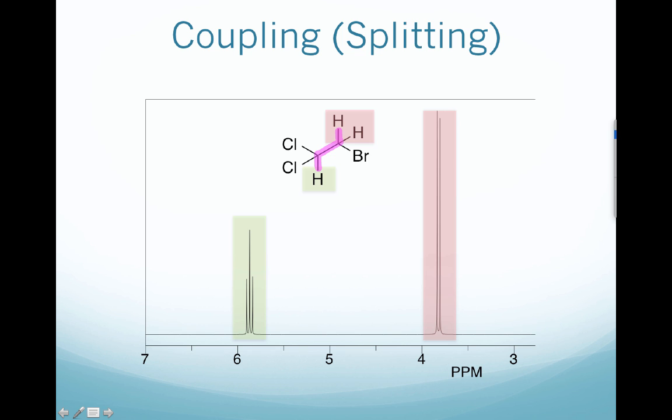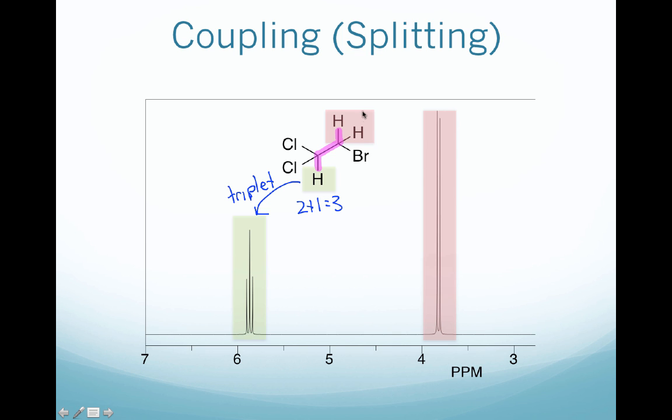So now, if we first look at this one highlighted in green, on this adjacent carbon there's 2 protons. 2 plus 1 is 3, and that gives us this triplet. You can see how the lines do have some symmetry. Our middle line is the tallest, and then we have our other 2 lines symmetrically on the right and left.